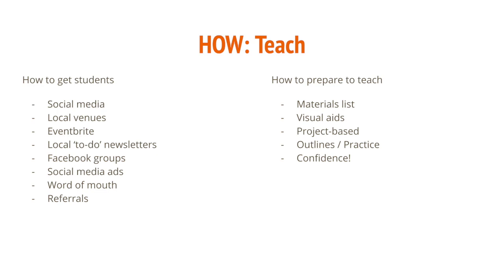A lot of cities have local to-do newsletters. A lot of cities have Facebook groups or Facebook events that curate things to do. So that's something to think about. Facebook and Instagram also do targeted ads, so if you want to spend money on advertising, you can do that. They have an option to target geographically, so that can be helpful.